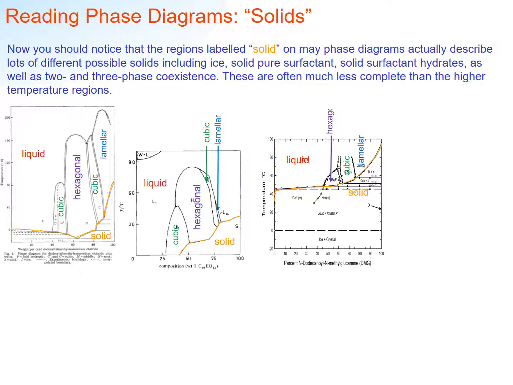Once one or more solids precipitates out, it's very tedious to actually separate them and identify the phase boundaries. So often people don't go to the bother of doing that because they're interested in what happens when there's no solid present. In practice, this means that a lot of phase diagrams are very incomplete in the low temperature regions. So for dodecyl trimethylammonium chloride, we've got a reasonable amount of detail. For C16EO12, we have virtually no detail. And for the dodecynyl methyl glucamine, we have some intermediate level of detail.